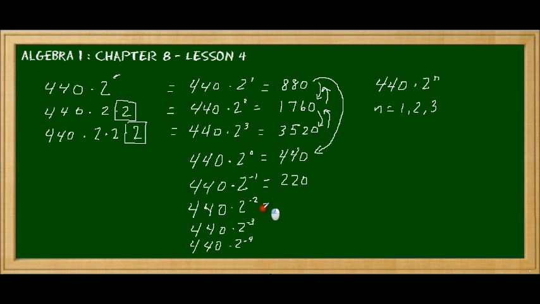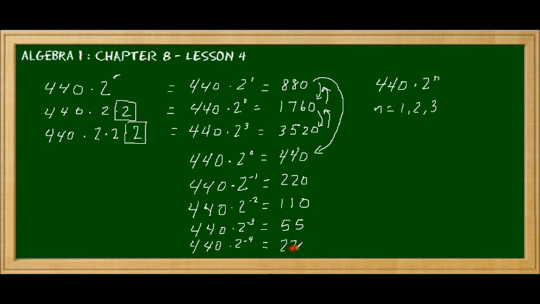Now let's see. 220 divided by 2 would be 110. So 440 times 2 to the negative 2 power would be 110. And then if we did it again, this would be 55. That'd be 2 to the negative 3. And 2 to the negative 4 is 27.5.